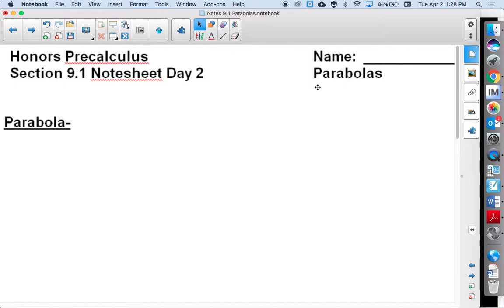We have to look at all the pieces that are involved in the parabola, how to find them, what the formula looks like, if it's vertical versus horizontal. And then we'll work through 2 problems where we try and find all the information and graph it.